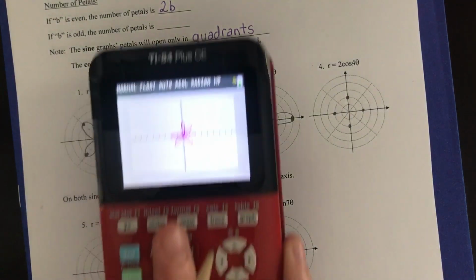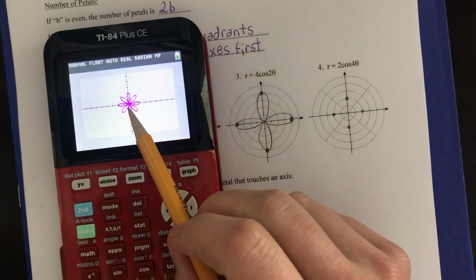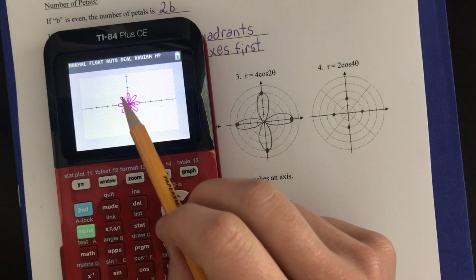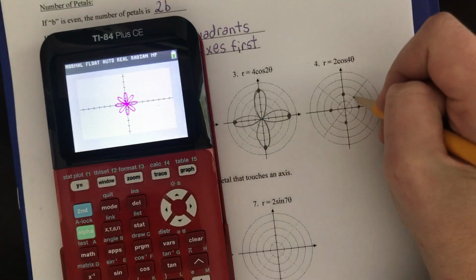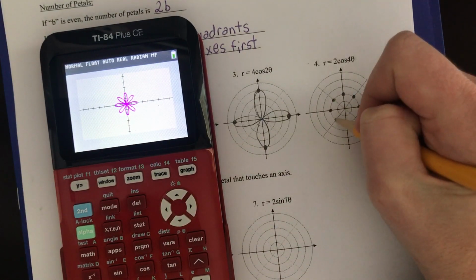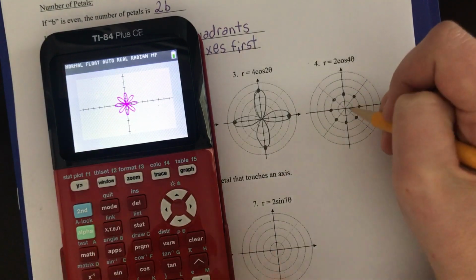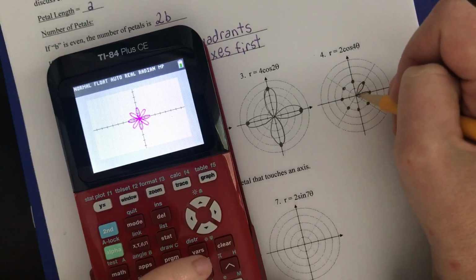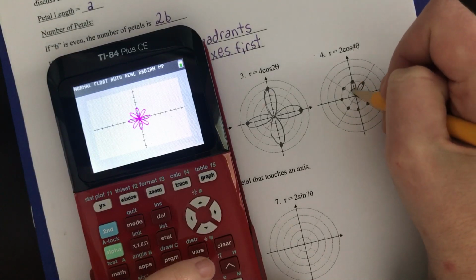So we're going to graph it and we're going to look. Yeah, we definitely see that the petals on the axes are first, and then equidistant here, here, here, and here. We have 8 total petals.